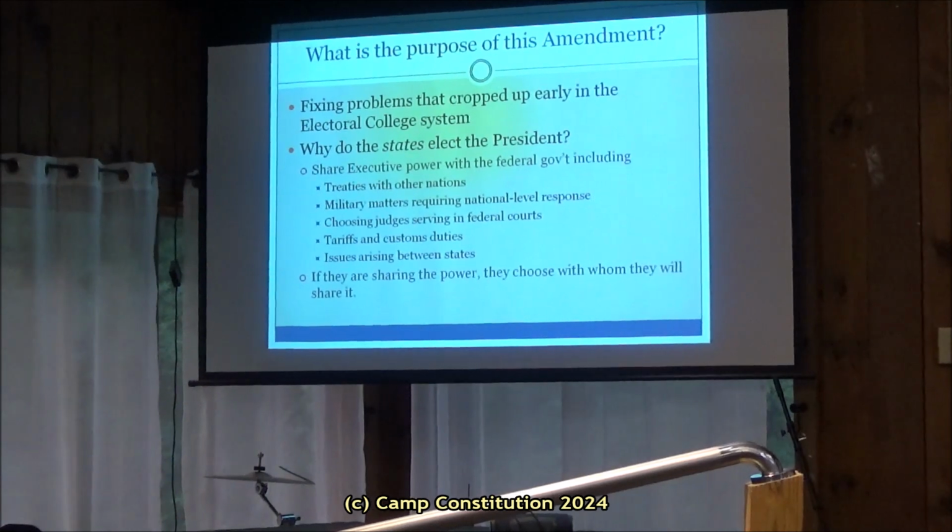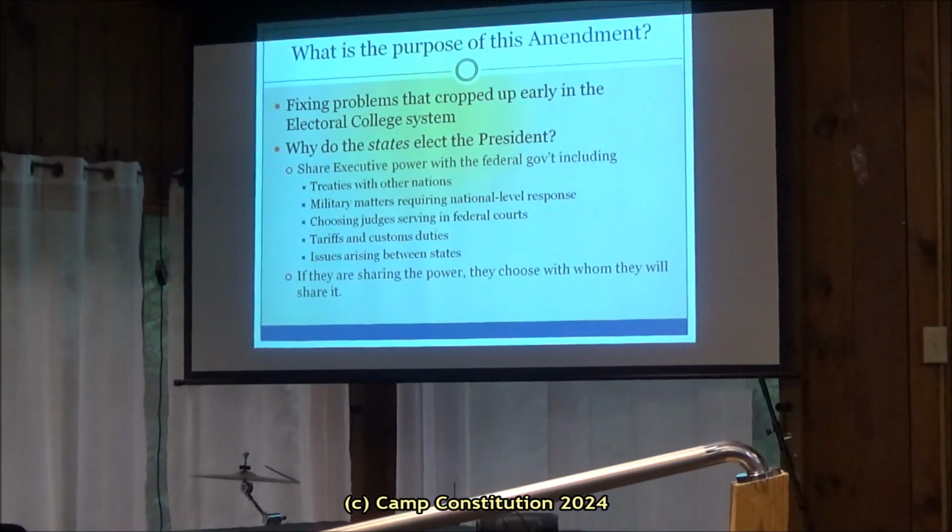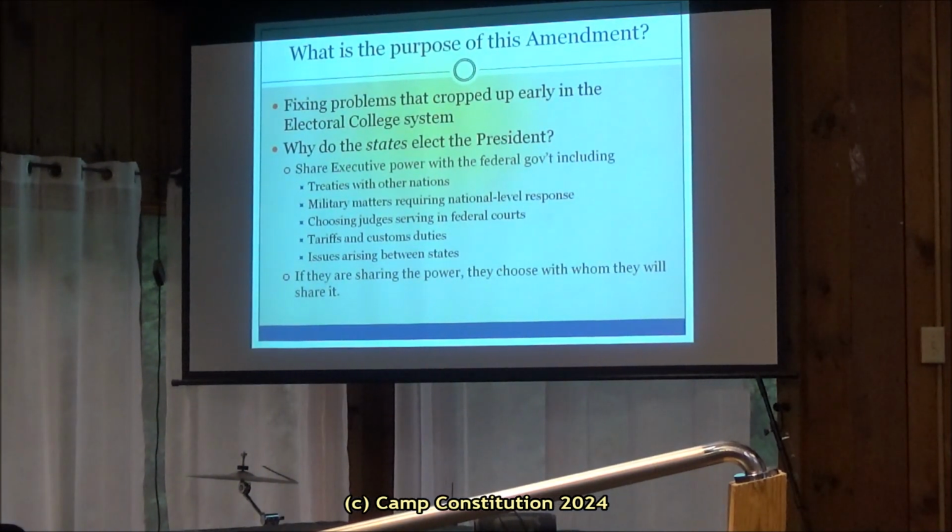Citizen, who elects the president? Electors. And the Electoral College. Who chooses the electors originally? Who's supposed to choose the electors? The state legislatures. Why is it the state legislatures that choose the electors who choose the president?